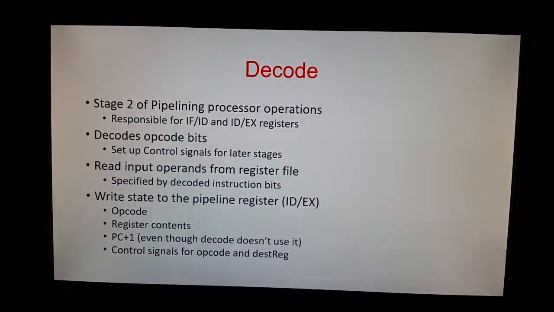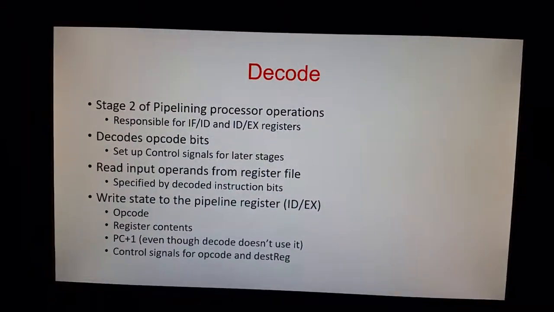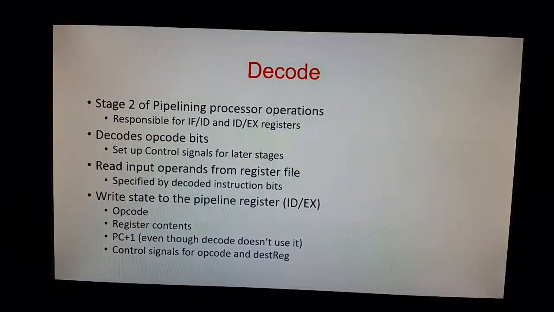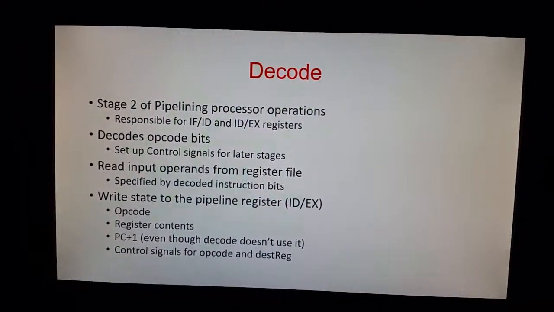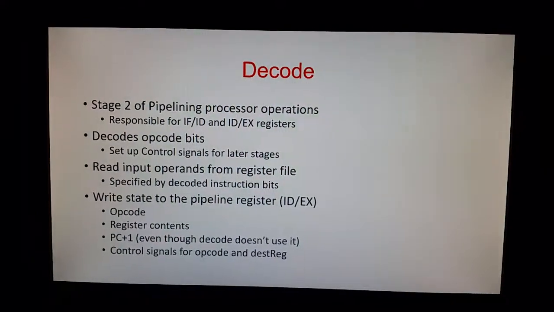So those elements you have are the opcode, the register contents, your PC plus 1, which is your incremented PC, and control signals for your opcode and destination register.